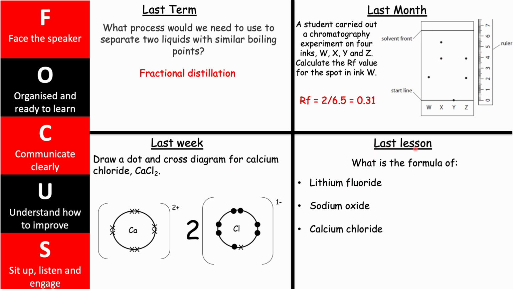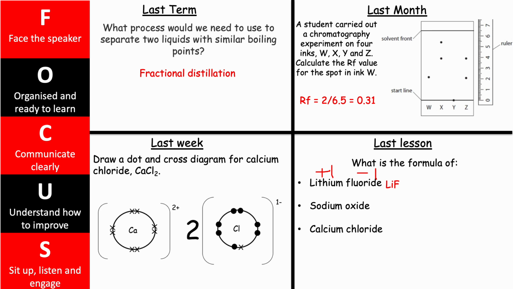And then building on from last lesson, we looked at ionic formulae. So you're asked to figure out the formula of the following ionic compounds. Well, I know lithium is in group 1, so it forms an ion with a +1 charge. Fluorine is in group 7, so it forms an ion with a -1 charge. If you swap those numbers, I need 1 fluoride, I need 1 lithium, so therefore the formula would be LiF.